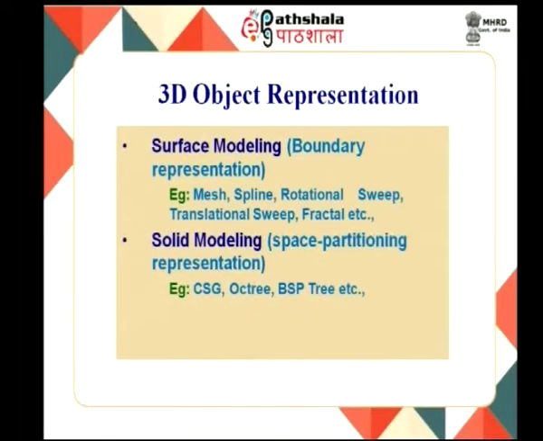We try to model only the outer layer of the object that makes up the object. For example, imagine an orange: we try to model only the outer layer of the orange, the part that we peel off and eat, isn't it? So only the outer layer is modeled in surface modeling. Some of the best examples are mesh, spline, rotational sweep, translational sweep, fractals, and so on.